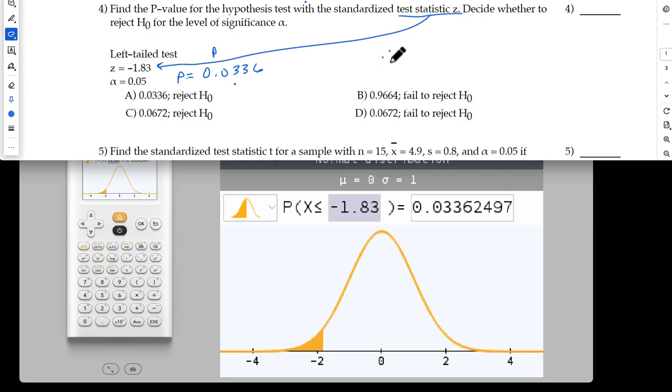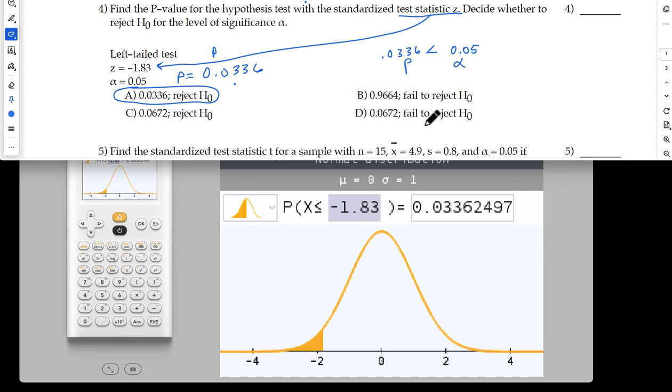0.0336 is smaller than 0.05. So p is smaller than alpha. That's when we reject. Of course, the only one with the right p-value is A as well. They probably should have given us some others.